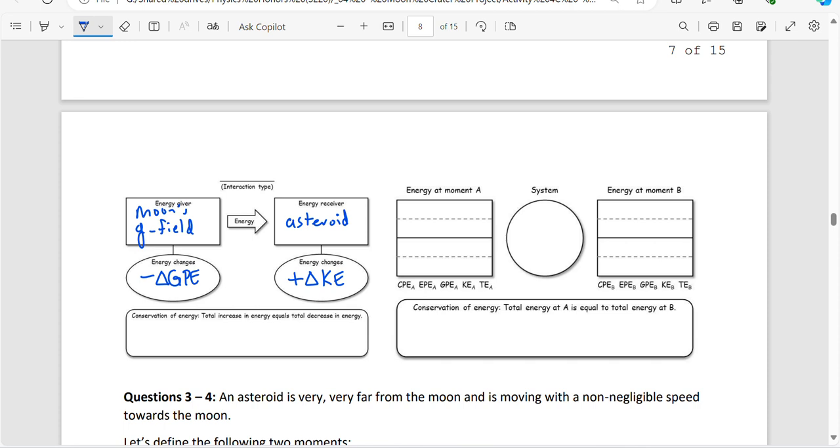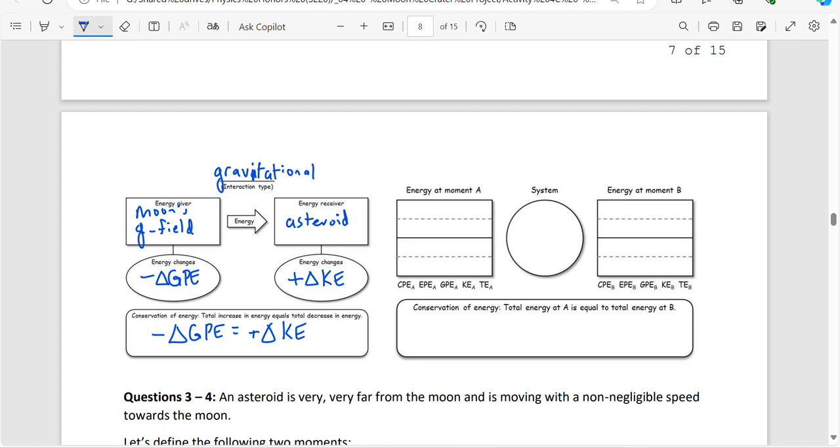So in other words, we can write our conservation of energy equation as the negative change in gravitational potential energy equals the positive gain in kinetic energy there. Cool. And the interaction type here is a gravitational interaction. Gravitational interaction between an object with mass and a gravitational field. So that's one way to model this.